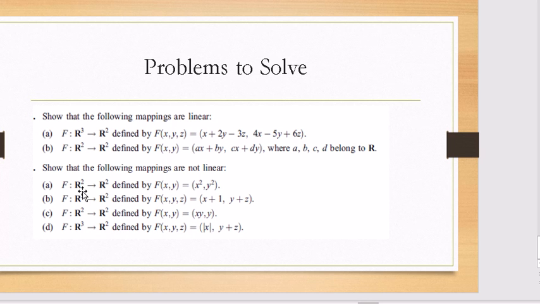So this is how you should prove whether a map is linear or not. You have to check it on specific points, specific numbers. These four questions are solved like this.